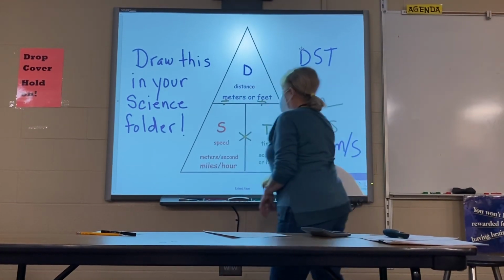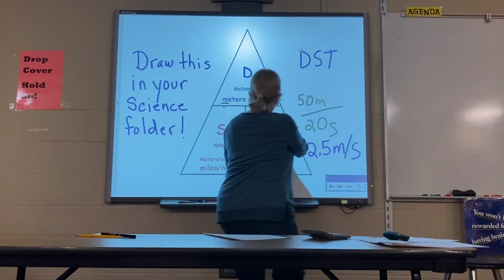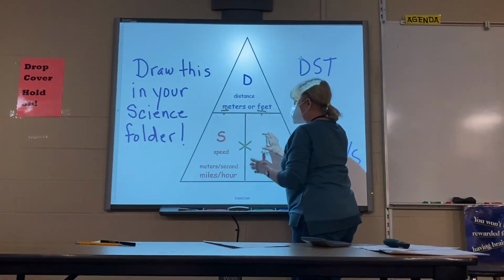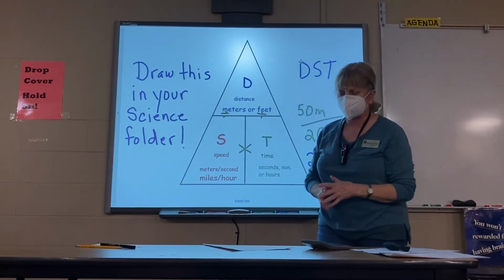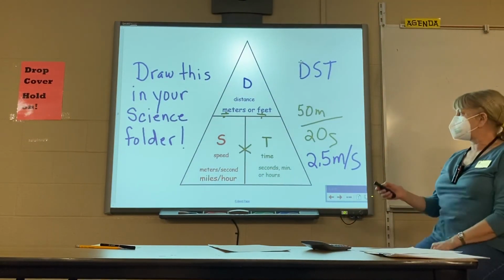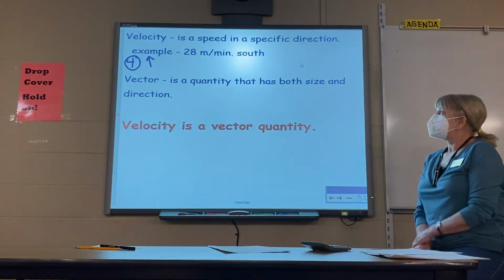If I'm asked for a time, then I'm going to cover the T up. And now it's going to show me distance divided by speed. So if you know how to use the triangle, you won't have any problems at all doing the work on this worksheet. Okay.